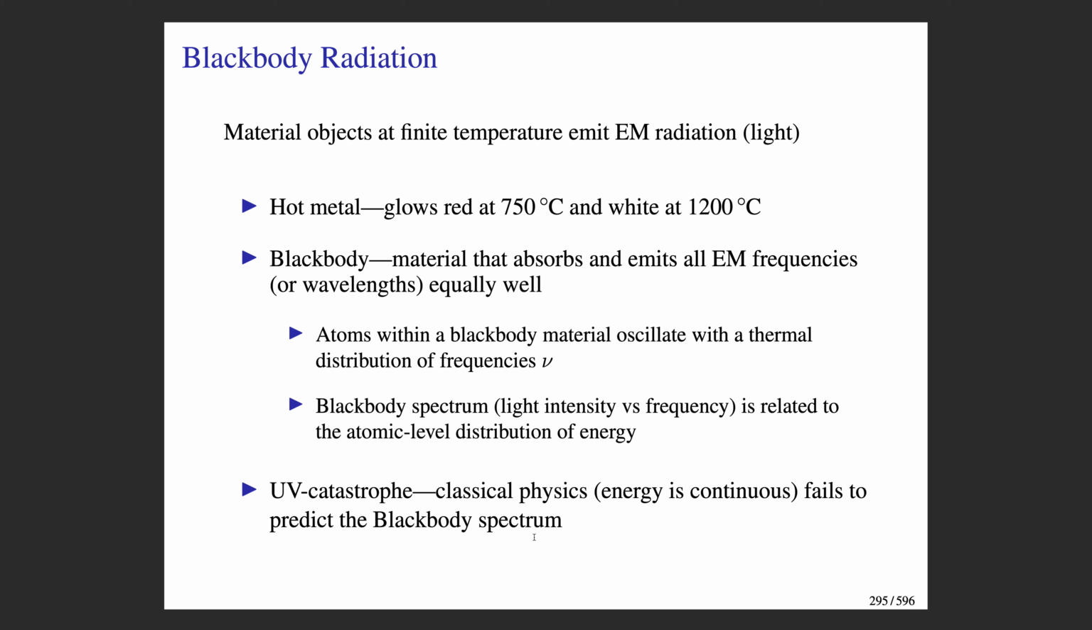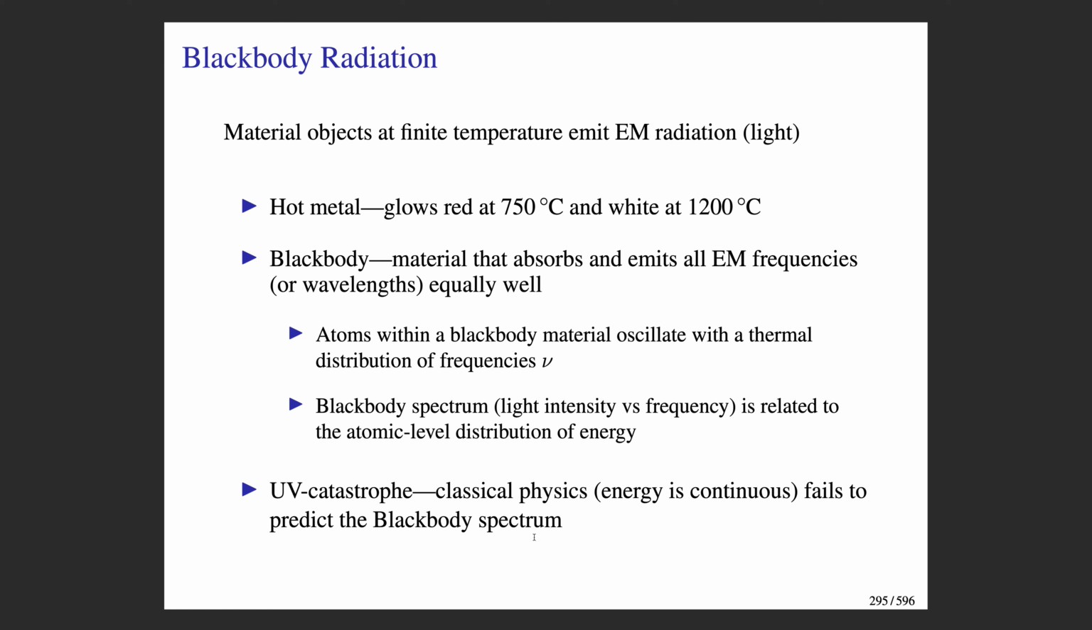The term blackbody refers to a hypothetical object that is a perfect absorber and emitter of light at all electromagnetic frequencies. Real objects don't emit all frequencies of light equally well. They have some bias towards certain frequencies and other frequencies, but a blackbody is a perfect absorber of all electromagnetic radiation.